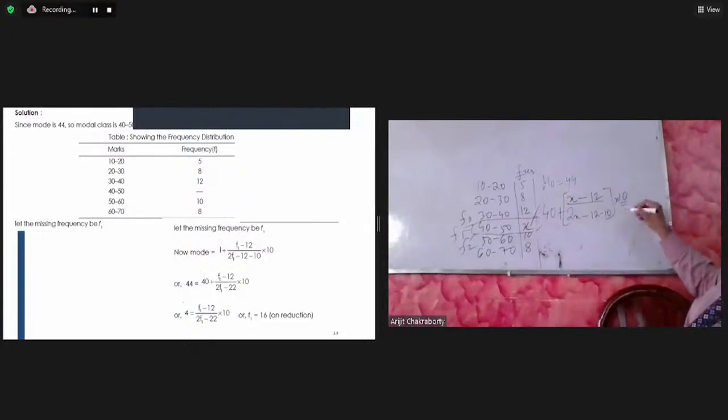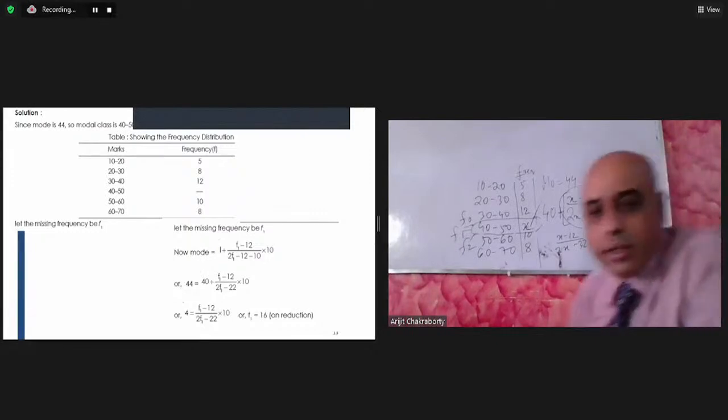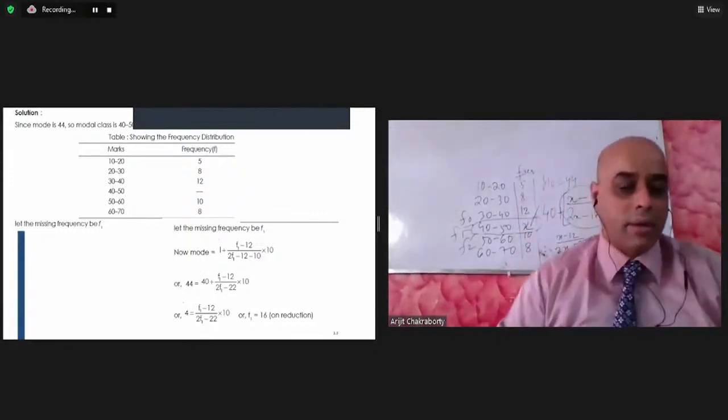So this gives me 44. If you simplify this portion, what do you get? You get x minus 12, and in the denominator, you get 2x minus 22. Okay, and then if you just cross multiply, you will get the answer, which is 16.